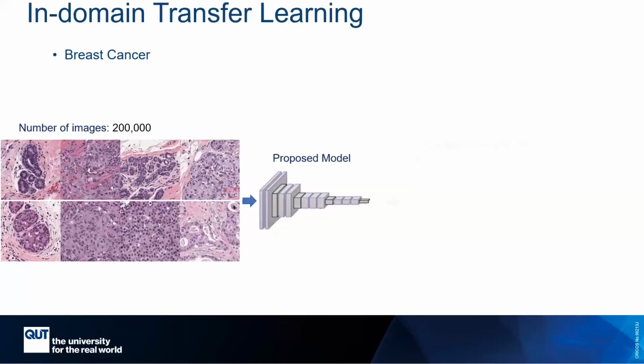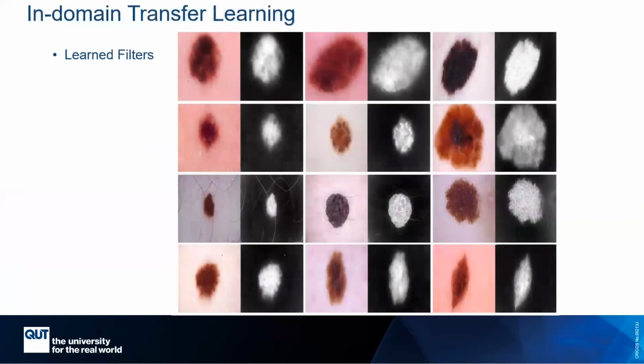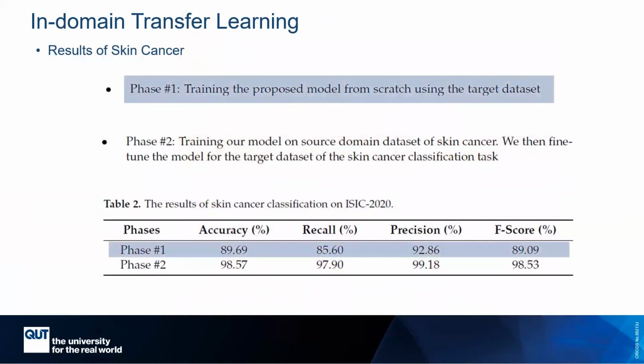We did the same procedure with a smaller amount of training data with breast cancer. Also, the source was histology images, 200,000 images. These are some of the features that the model extracts. Showing here that when we use the target dataset from scratch, we got 89%, however, with the proposed transfer learning, we got 98% accuracy F-score.